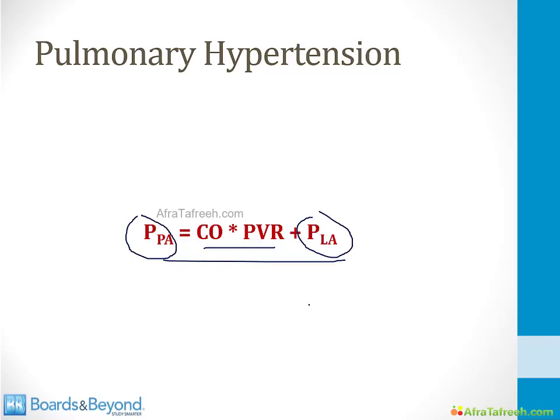So if you know this, then it's easy to understand that anything that either raises the left atrial pressure or raises the pulmonary vascular resistance can cause the pressure in the pulmonary artery to become high, and that's pulmonary hypertension.